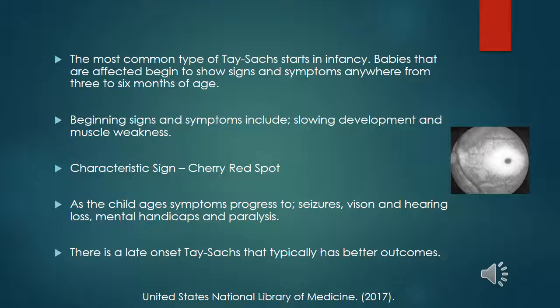eye exam. As the disease progresses, children have worsening signs and symptoms, such as seizures, hearing and vision loss, mental handicap, and paralysis. Life expectancy with this form is very low. Most children only live into early childhood. There is, however, a late onset Tay Sachs, which is very rare. It appears later in childhood, teen years, and early adulthood. Signs and symptoms are less severe, but include muscle weakness, loss of muscle coordination, and mental illness.